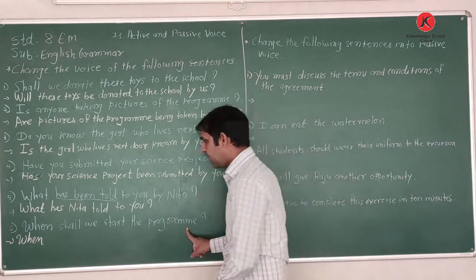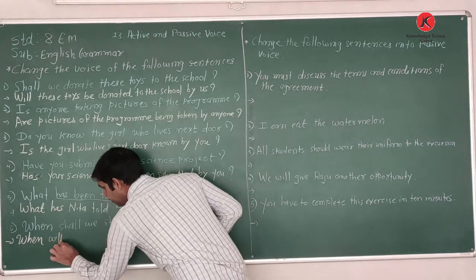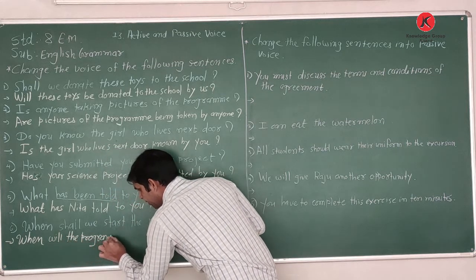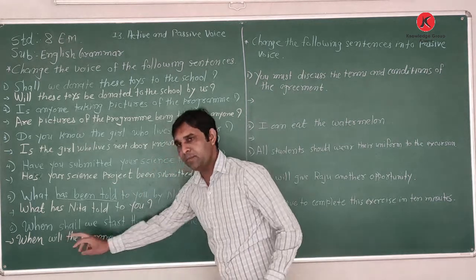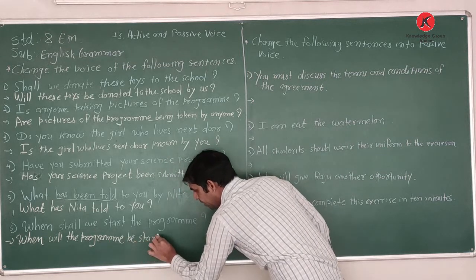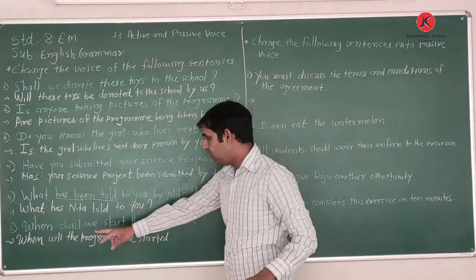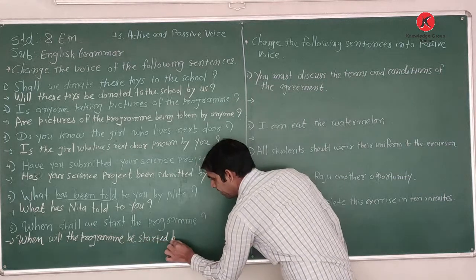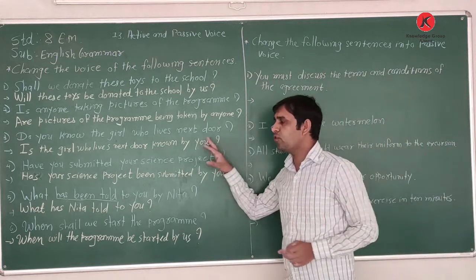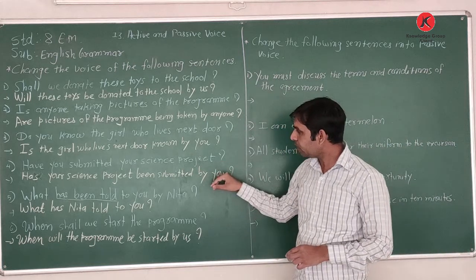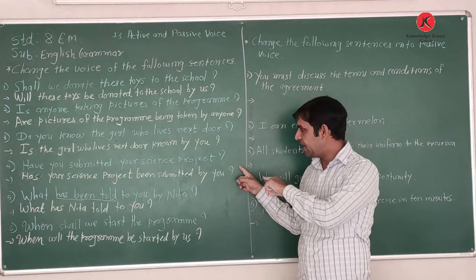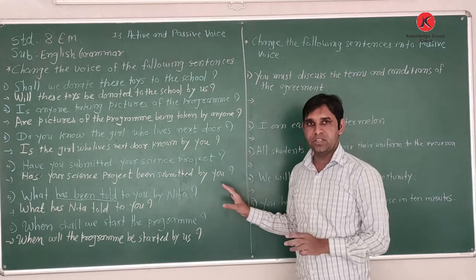So what do we write? We write will. When will the program, this is the modal, then we write be. Then the past participle of the verb start, started. When will the program be started? By us, and question. So this is the interrogative pattern. Understanding the tense, then find the object from the sentence, then we change it.